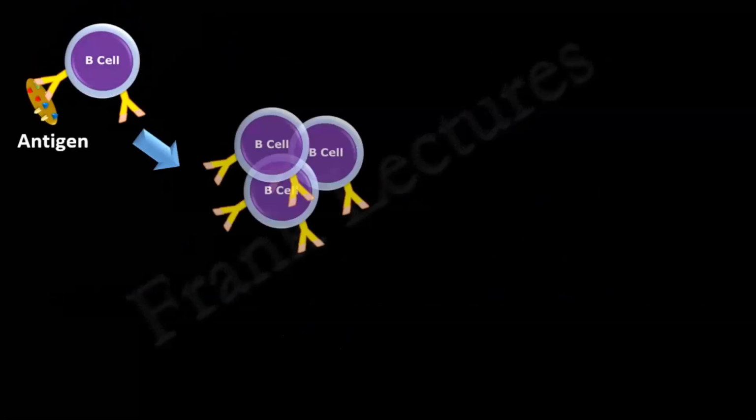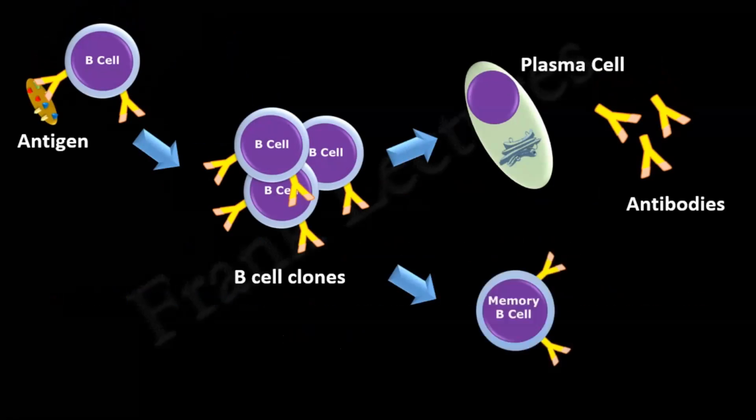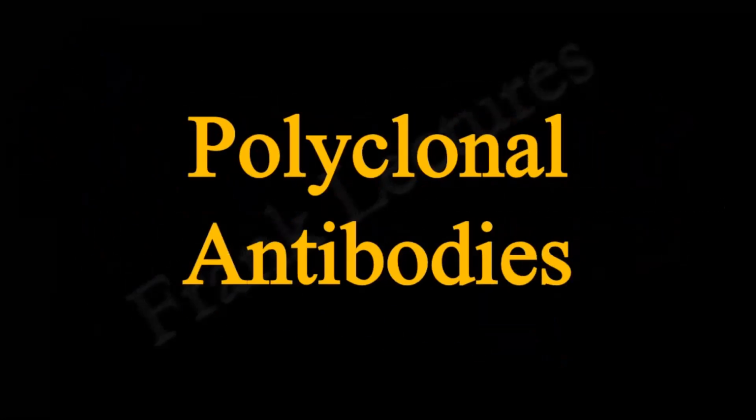When a mature B cell encounters an antigen, it gets activated and proliferates into a large clone of B cells. Some of them differentiate into antibody-producing plasma cells, and others become long-lived memory cells. Both these plasma cells and memory cells will be specific to the antigen, or more specifically the epitope, which the mature B cell encountered initially. Now that we are clear how antibody production takes place, let's come to the topic of today's video lecture: polyclonal antibodies.